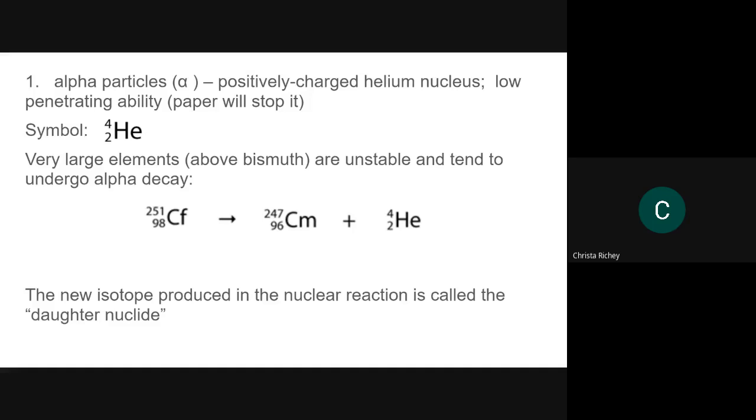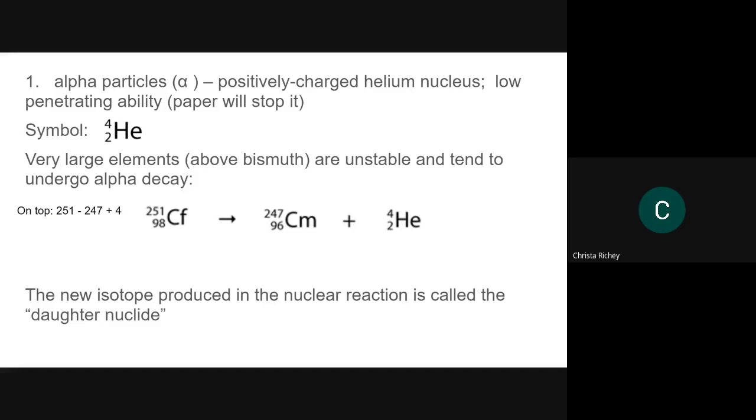Curium. It's going to reduce by a mass of 4. 4 plus 247 is 251. Then it's going to reduce the number of protons by 2, and so 98 minus 2 is 96. When I look up 96, I just had to double check it. That's curium.